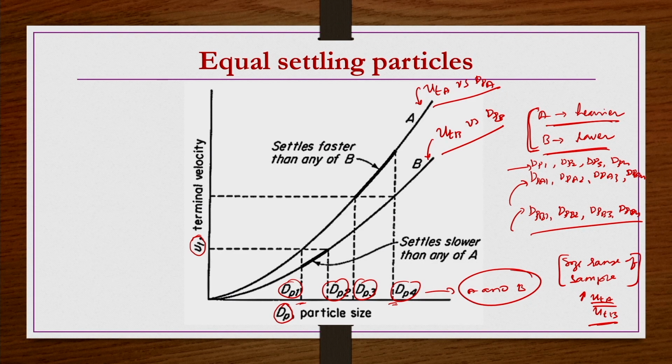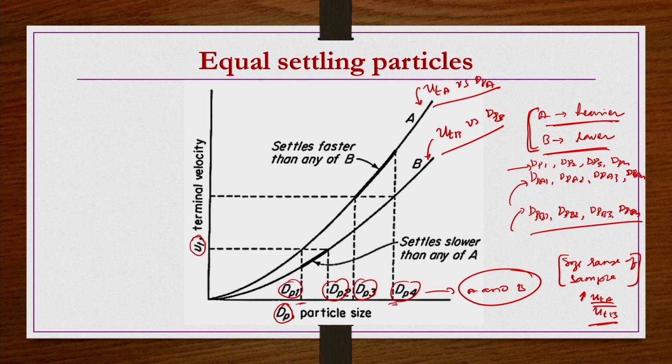Why is this A curve above the B curve? Because A particles are heavier, so their settling velocity is obviously going to be larger than the settling velocity of the lighter particles. That is the reason. And then you can see the gap is increasing gradually between these two curves. Why is it increasing?